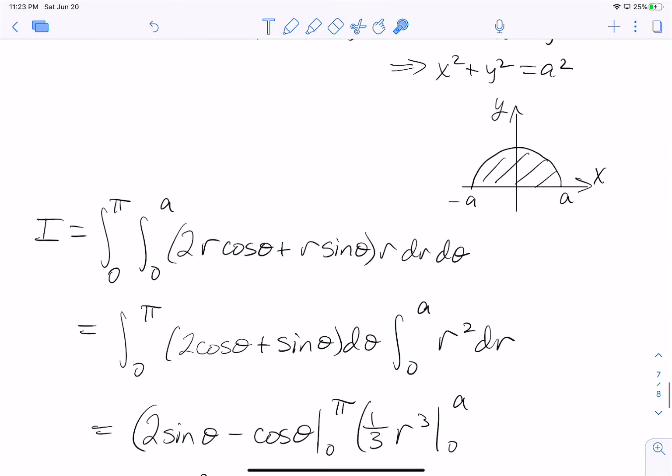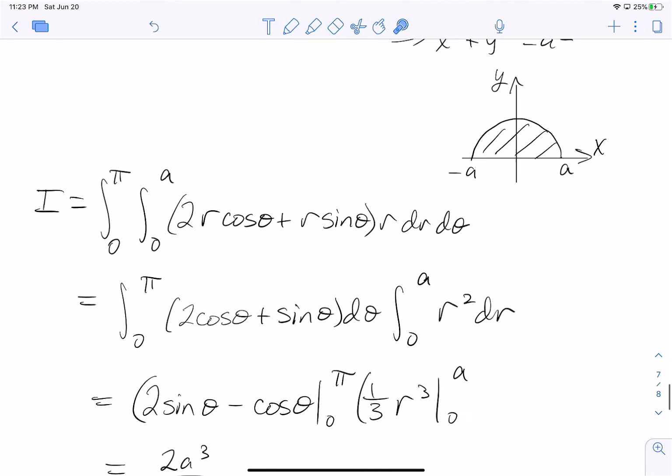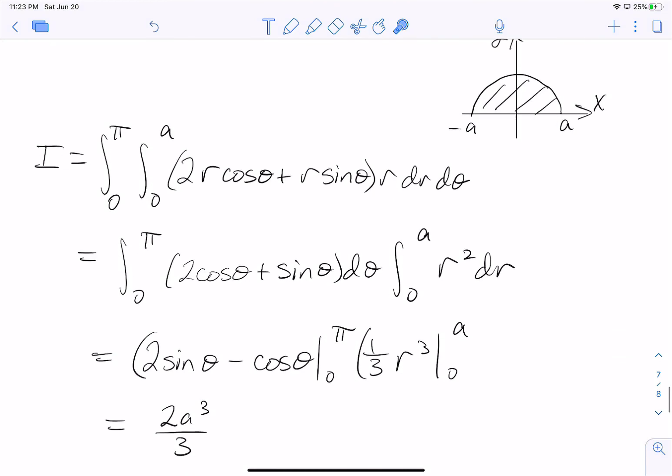I was able to factor out an r, and since we have constant limits of integration, we can go ahead and write this as a product of two integrals. One of them is from 0 to pi of 2 times the cosine of theta plus the sine of theta, all that d theta, times the integral from 0 to a of r squared dr. That will integrate to 2 times the sine of theta minus the cosine of theta evaluated from 0 to pi, and then for r squared we have 1/3 r cubed evaluated from 0 to a.